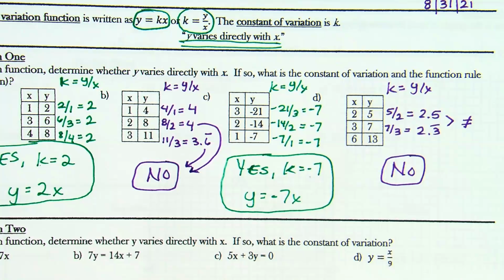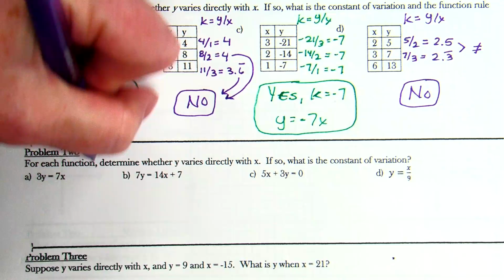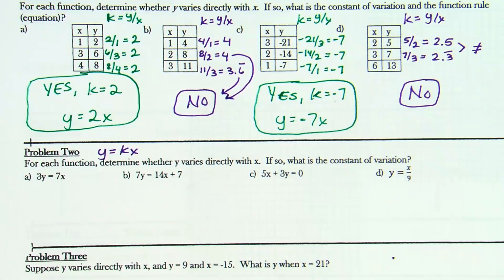Y equals kx is what I'm looking for there. If we can make these the form y equals kx, where k is some number, then it's direct variation. If we can't get it to be y equals some number times x, it's not direct variation. Okay? So, my question to you, how are you going to solve this equation for y?